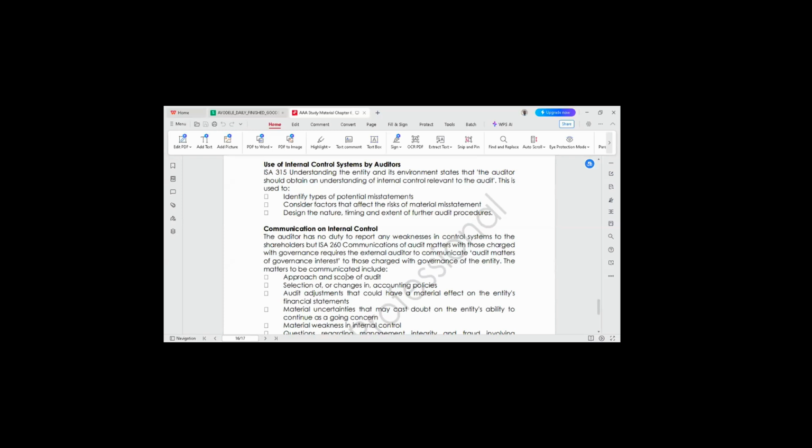Then material uncertainties that could cast doubt on the entity's ability to continue as a going concern. For instance, if the company is highly geared, or thinly capitalized, meaning that the company has more debt than equity, that could have an effect on the working capital of the organization. The company will not be able to have enough money to run their day-to-day operations, and that could cast doubt on the continuous survival of the organization. We have other instances that will be explained under chapter 9, where you're going to talk about evaluation and review. You're going to talk about that much later.